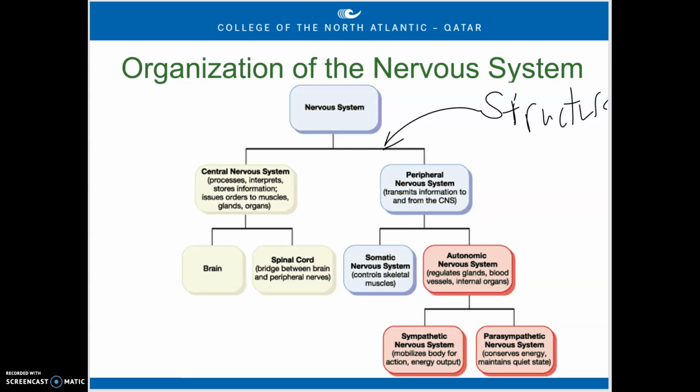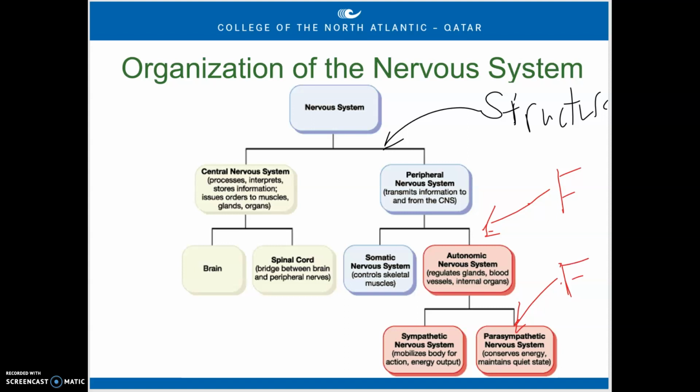Now the next two divisions that you can see here, this one here, and then this one down here, those are going to be divisions based on function, not based on structure. So the nerves and the cells and the tissue that are going to be forming these different parts of the nervous system are going to be the same, but they do different things. So these two are functional. The pen is really not working anymore. And the other one is structural.